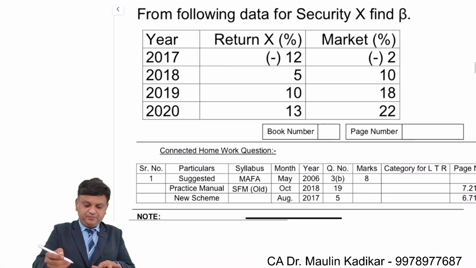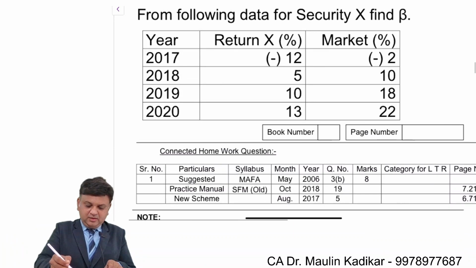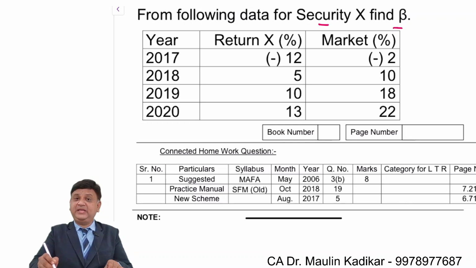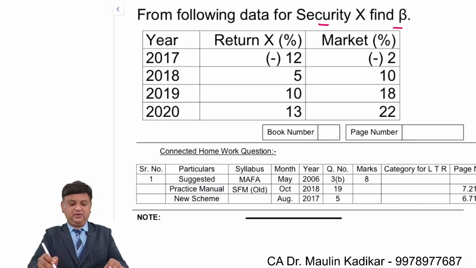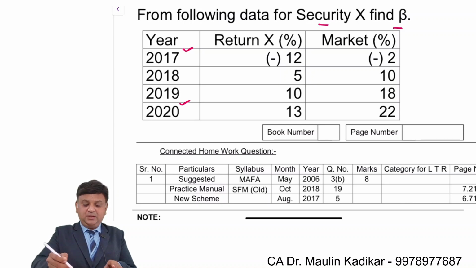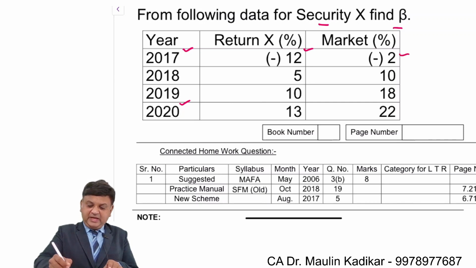Next question. From the following data for security X, find beta. So beta is required to be calculated from year 2017 to 2020. Return is provided for a security and the return is provided for the market portfolio. And with that, we are required to make the computation of the beta of the security.